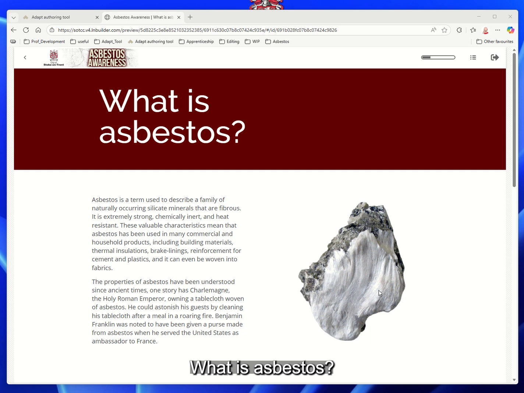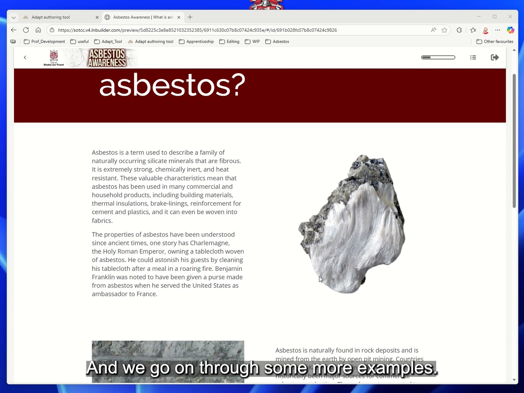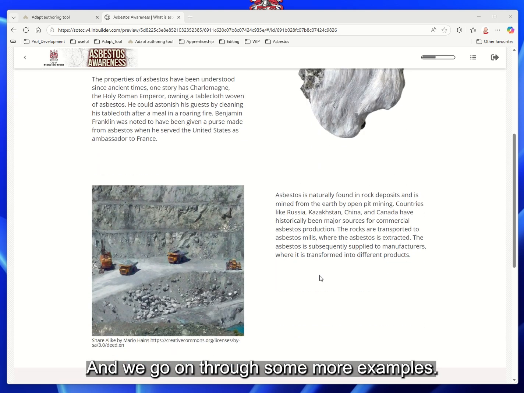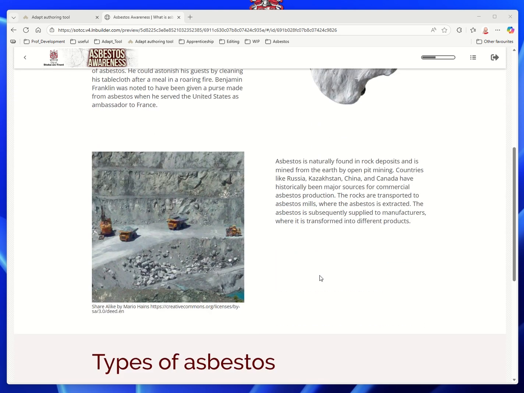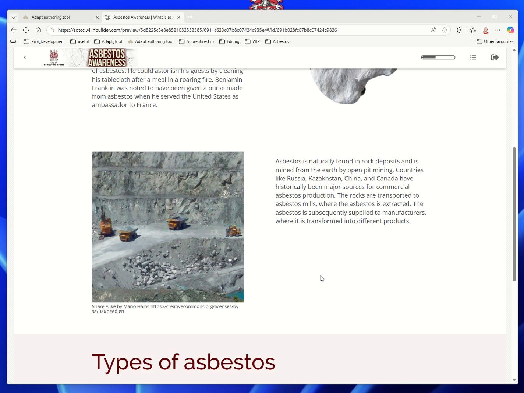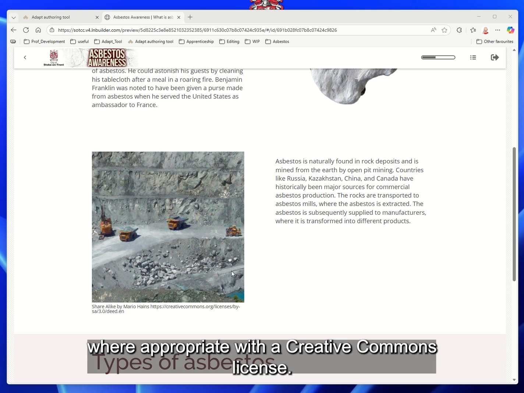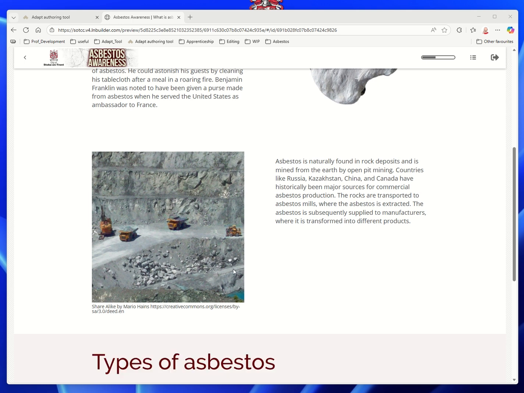What is asbestos? Asbestos is a term used to describe a family of naturally occurring silicate minerals that are fibrous. And we go on through some more examples. Wherever possible, for budgetary reasons, I've been using Creative Commons sourced images and crediting them where appropriate with a Creative Commons license.